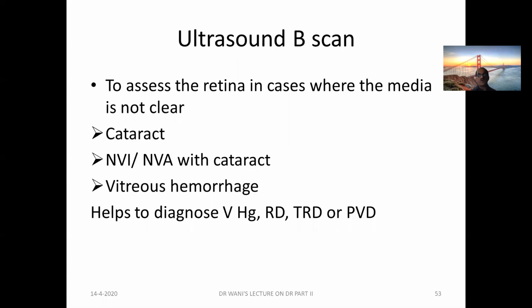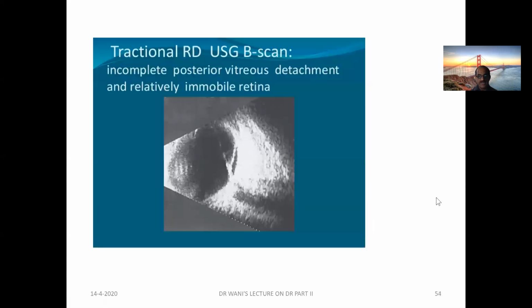Now, sometimes you have to do ultrasound. The investigation is necessary when there is cataract, there is no view of the fundus, and we suspect that the patient has diabetic retinopathy, especially when there is NVA and NVA with cataract, and there is vitreous hemorrhage, and we cannot see the fundus. So in these cases, we do ultrasound and diagnose vitreous hemorrhage, RD, TRD, or PVD.